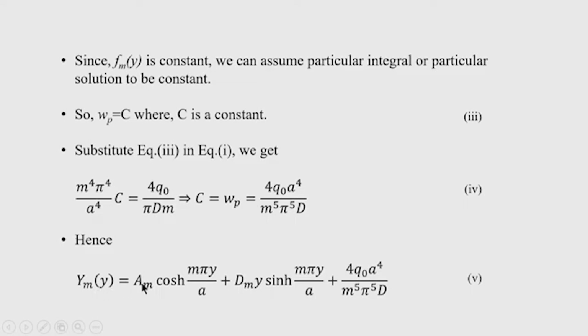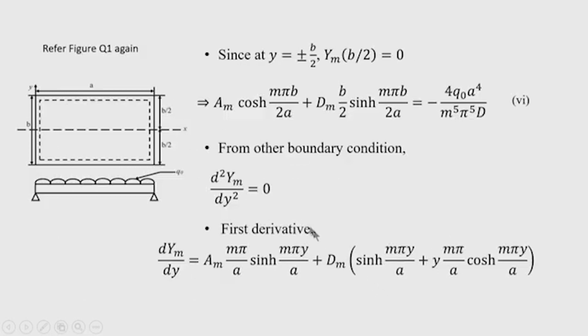So, y m is 0. So, a m cos hyperbolic m pi b by 2 a plus d m b by 2 sin hyperbolic m pi b by 2 a plus this term due to particular solution, 4 q naught a to the power 4 divided by m to the power 5 pi to the power 5. Okay. So, this term is written and this constant term is transferred on the right hand side with q naught.